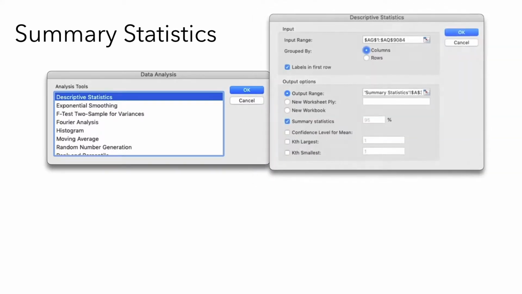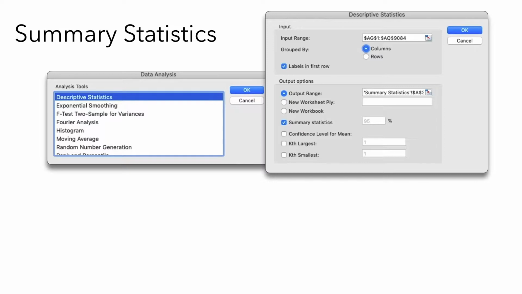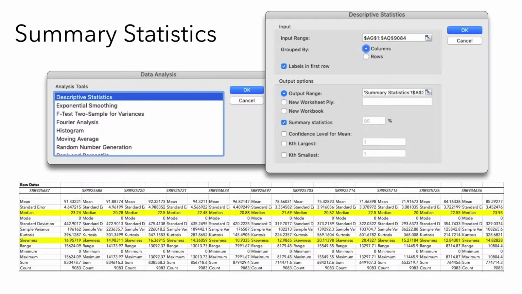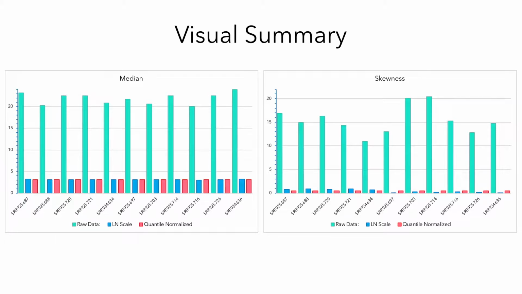A good way to explore data is to perform summary statistics. If you are using Excel, you can use the Data Analysis add-on and run the Descriptive Statistics option. As a result, you will get several ideas about the values of gene expression for each sample. In the resulting table, you can see such things as median, minimum and maximum values, and skewness of data. You can see that the median is right about 23 to 22, and skewness varies by sample between 12 and 20. We can visualize these values in a bar chart to see how they compare between samples. When we visualize these values, we see that the median and skewness vary between samples and raw data.